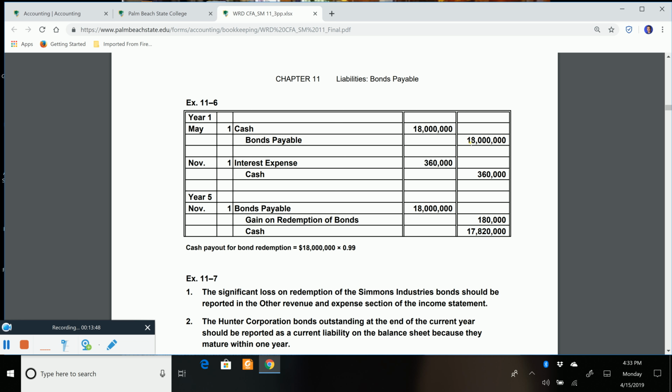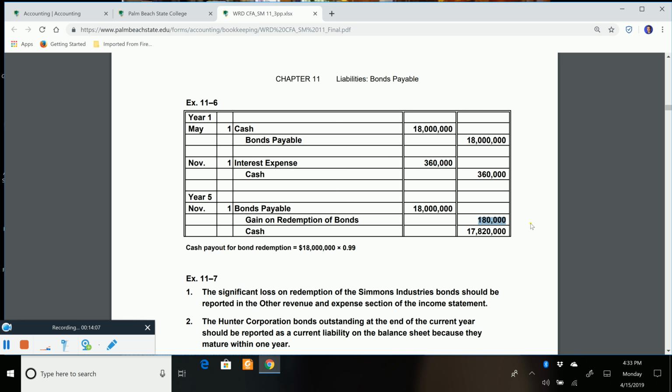How much was the payable for? It was for $18 million, so I will debit the bond payable for $18 million. But I only had to pay them out $17,820,000. The difference is a missing credit, and that is actually the gain on the redemption of the bonds.